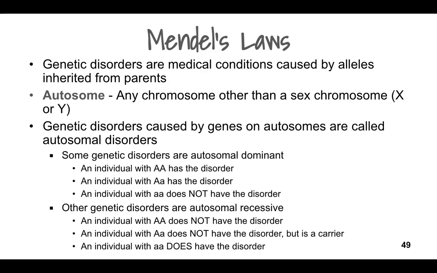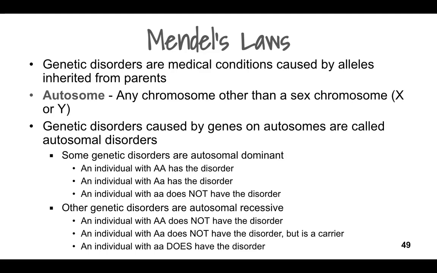Some genetic disorders are autosomal dominant, meaning an individual with big A has the disorder. So if you have an autosomal dominant disorder and you have inherited two capital alleles, then you would express the disorder. An individual who is heterozygous, big A little a, would also have the disorder. Why? Because you only need one capital letter to express a dominant trait. An individual with both lowercase a's does not have the disorder and would be considered normal.